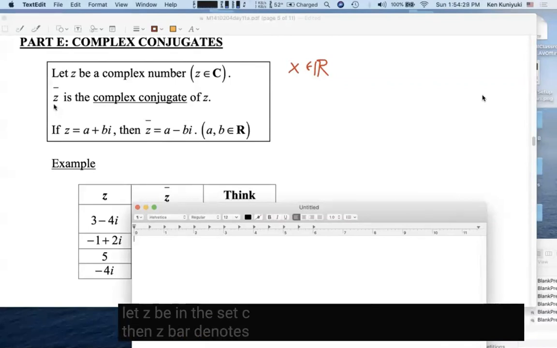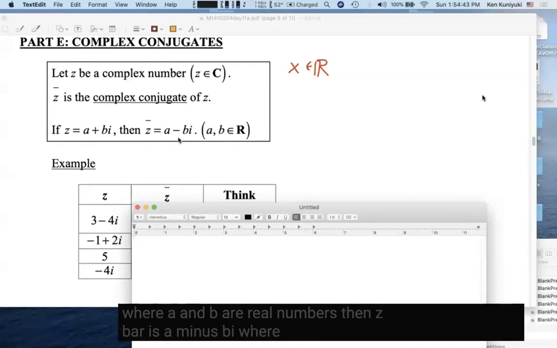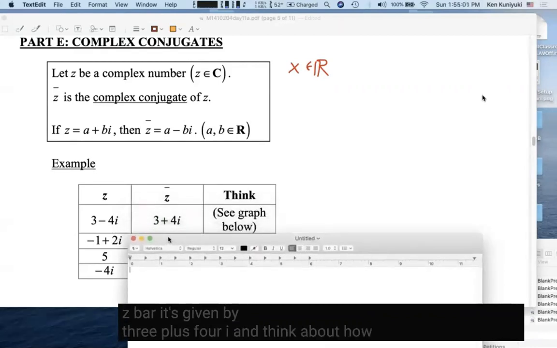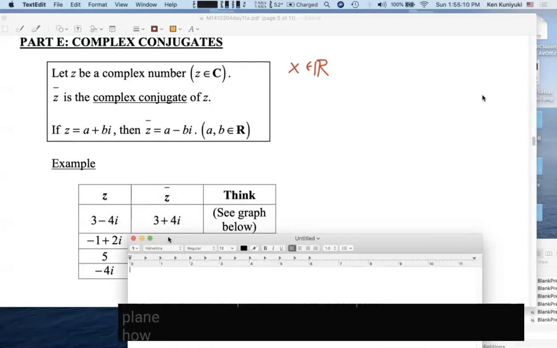Then z bar denotes the complex conjugate of z. So if z is written in standard form, a plus bi, where a and b are real numbers, then z bar is a minus bi, where we switch the sign on the imaginary part. Let's take a look at this table. If z is 3 minus 4i, what is the complex conjugate z bar? It's given by 3 plus 4i. Think about how these are related in the complex plane. If you graph these two numbers as points in the complex plane, how are they related?